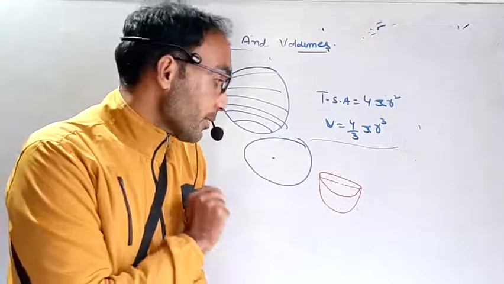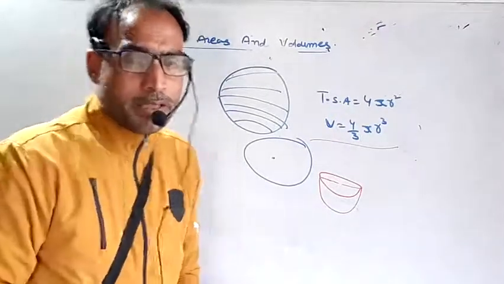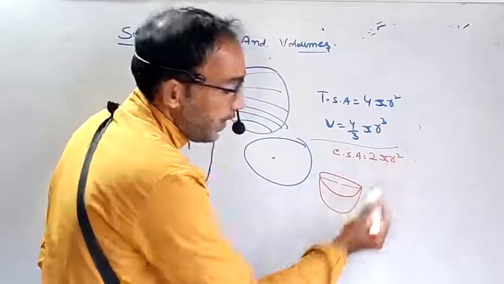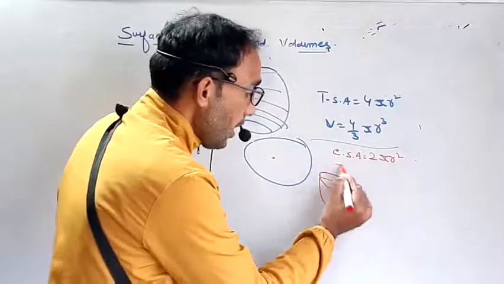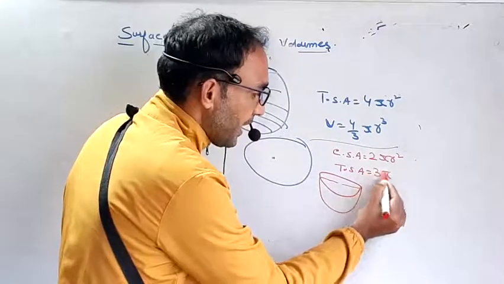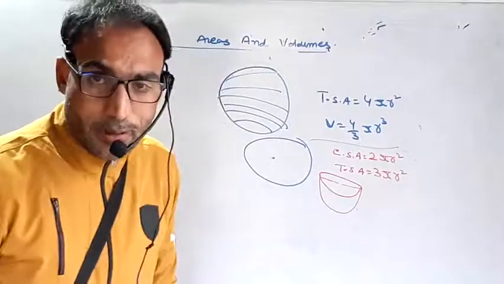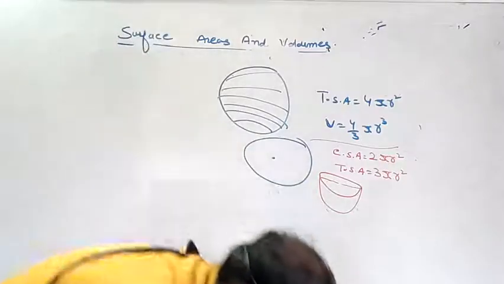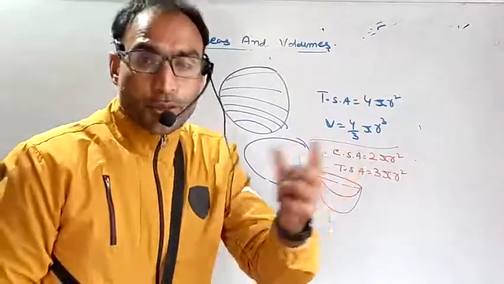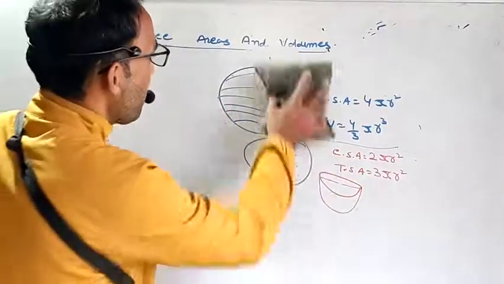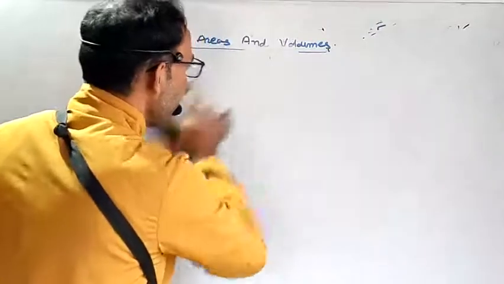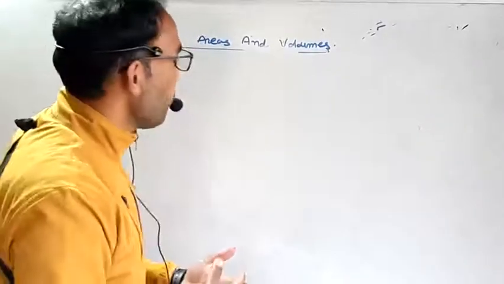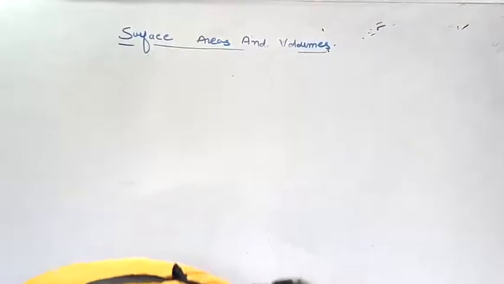मगर जब मैं बात करूंगा हेमिस्फीयर की, इसका जो कर्व्ड सरफेस एरिया होता है, वो किसके बराबर होता है बेटा? This is equal to 2 pi r square, where r is radius. And when you have to determine its total surface area, this is equal to 3 pi r square. One more point, how will you determine the volume of hemisphere, that is equal to 2 upon 3 pi r cube. These are some important formulae so that we can easily solve the questions of exercise 13.1.